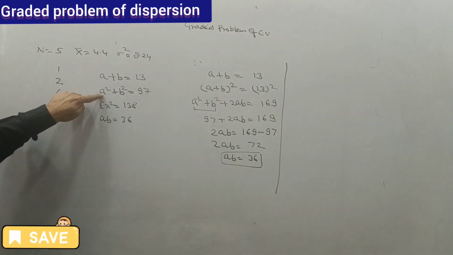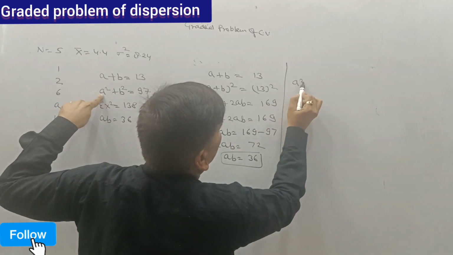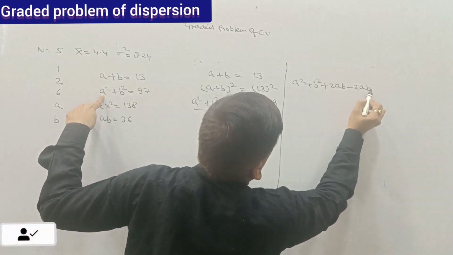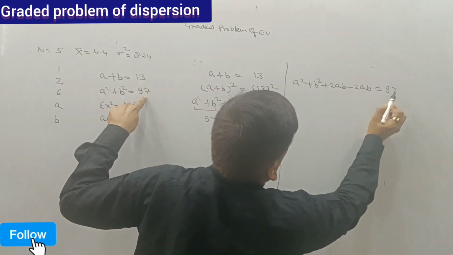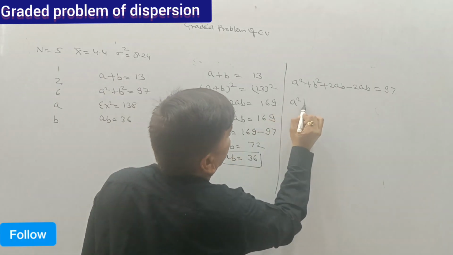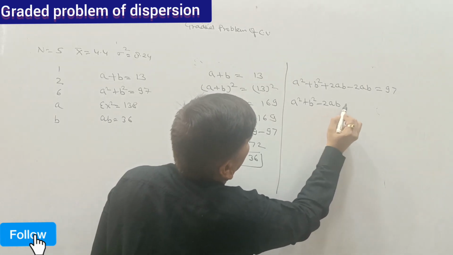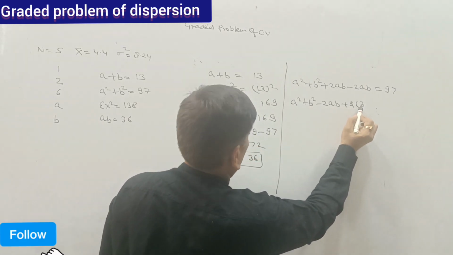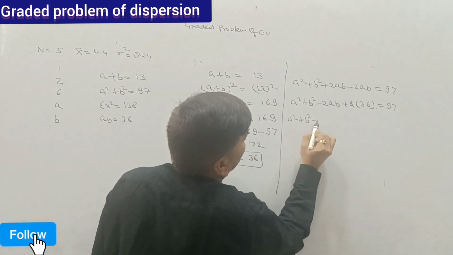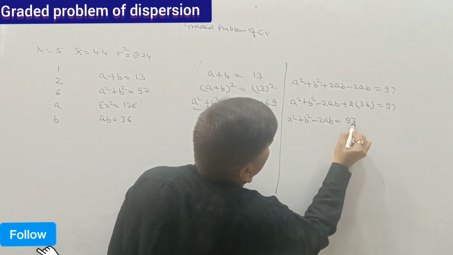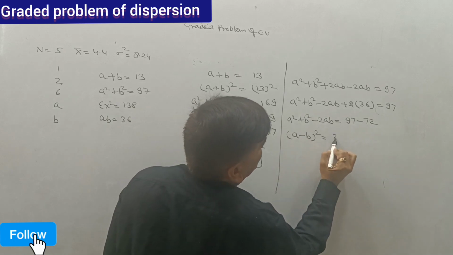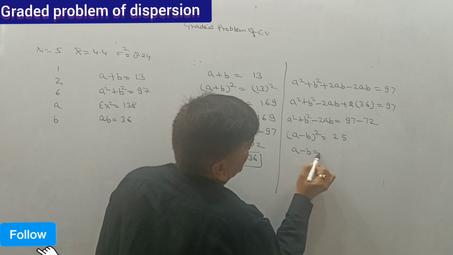If I am adding a square plus b square plus 2ab minus 2ab, that is 97. So a square plus b square minus 2ab plus 2 multiplied by 36, the value of ab, that is 97. So a square plus b square minus 2ab is equal to 97 minus 72. So a minus b raised to power 2 is 25. So a minus b is equal to 5.